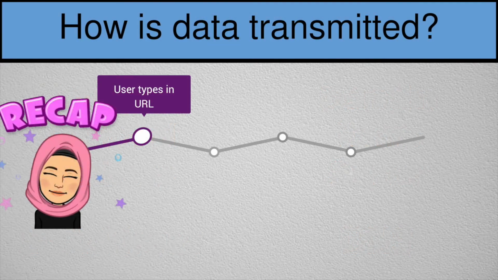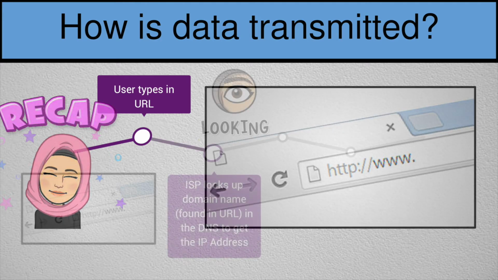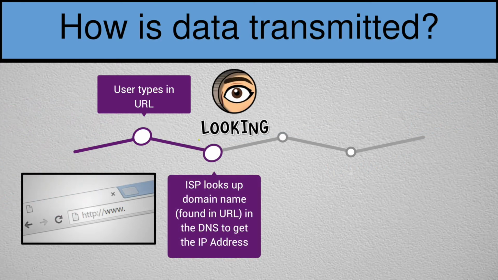At this point, we have the user typing in the URL, the website address, in the address bar at the top of the browser. Then the ISP, which is the Internet Service Provider, so remember this is Etisalat, BT, Virgin Media, looks up the domain name. In our example, they look up the word YouTube because they found that in the URL. They look it up in the domain name server to get the IP address.